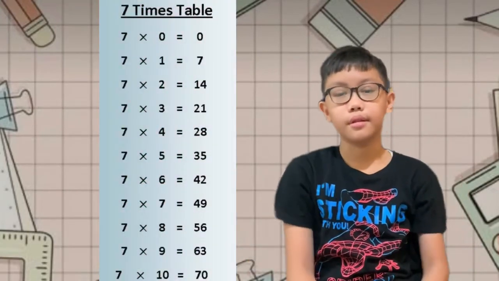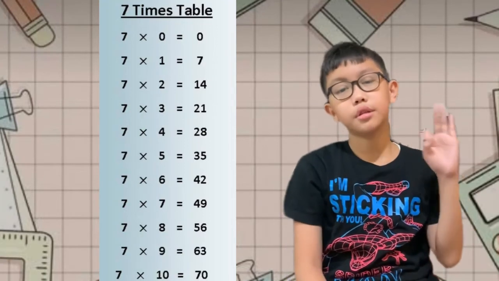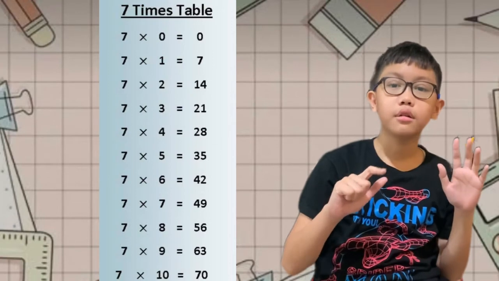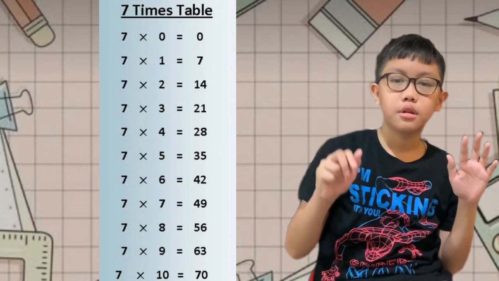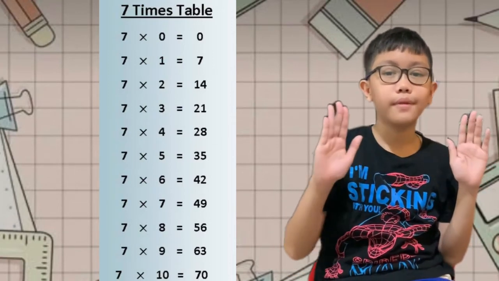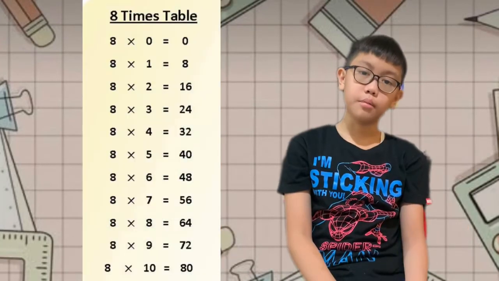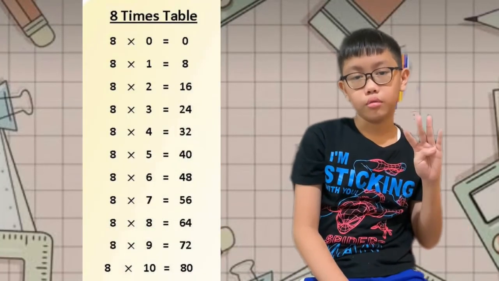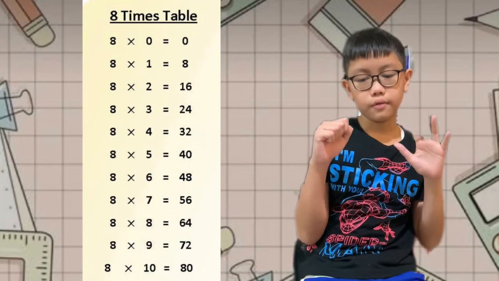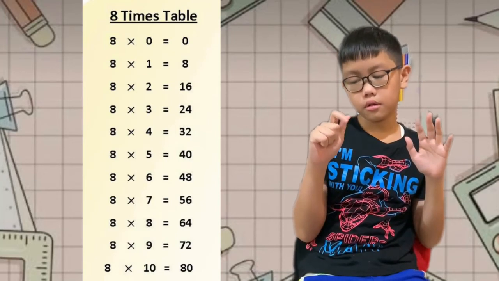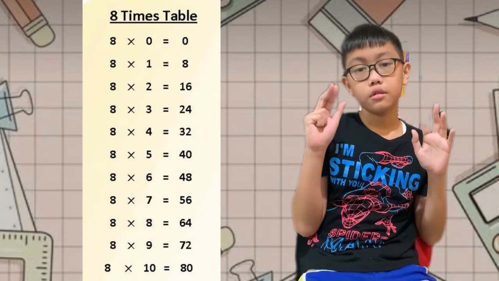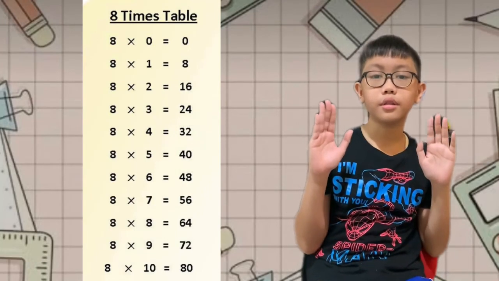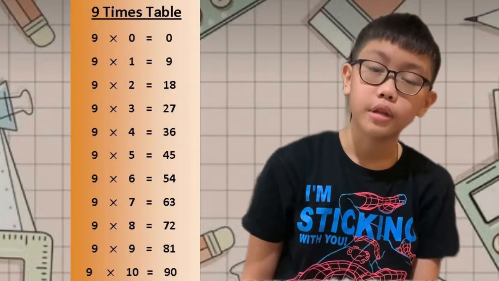Multiplication table of 7. 7, 14, 21, 28, 35, 42, 49, 56, 63, and 70. Multiplication table of 8. 8, 16, 24, 32, 40, 48, 56, 64, 72, and 80. Multiplication table of 9.